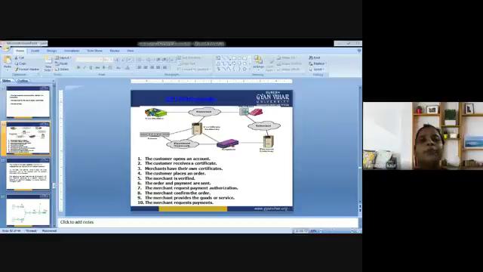But before discussing SET further, let's see a general scenario of the electronic transaction, which includes client, payment gateway, client financial institution, merchant and merchant financial institution. As you can see in the picture, there are certain requirements in SET, and some of the important requirements are already defined in the picture. So have a look at the same.